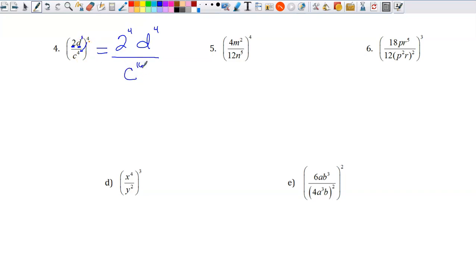Now, we've done a lot of good, but you're technically not done because I can evaluate that. 2 to the 4th means 2 times 2 times 2 times 2, which is just 2, 4, 8, 16. Are there any D's on the bottom to fight? Nope. So he stays. Are there any C's on the top to fight? Nope. He stays. And that is as far as I can go with that bad boy.